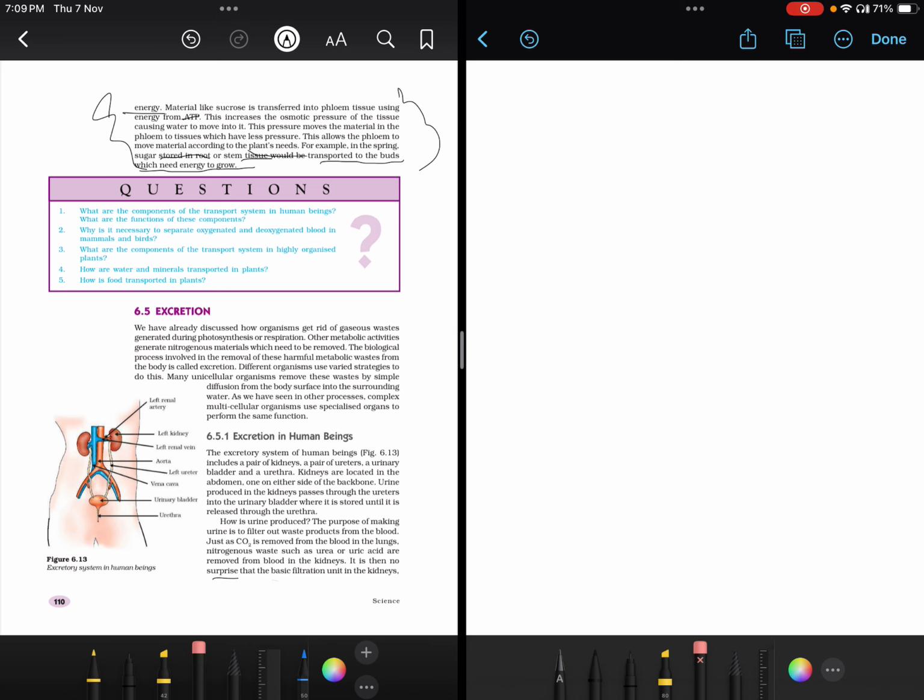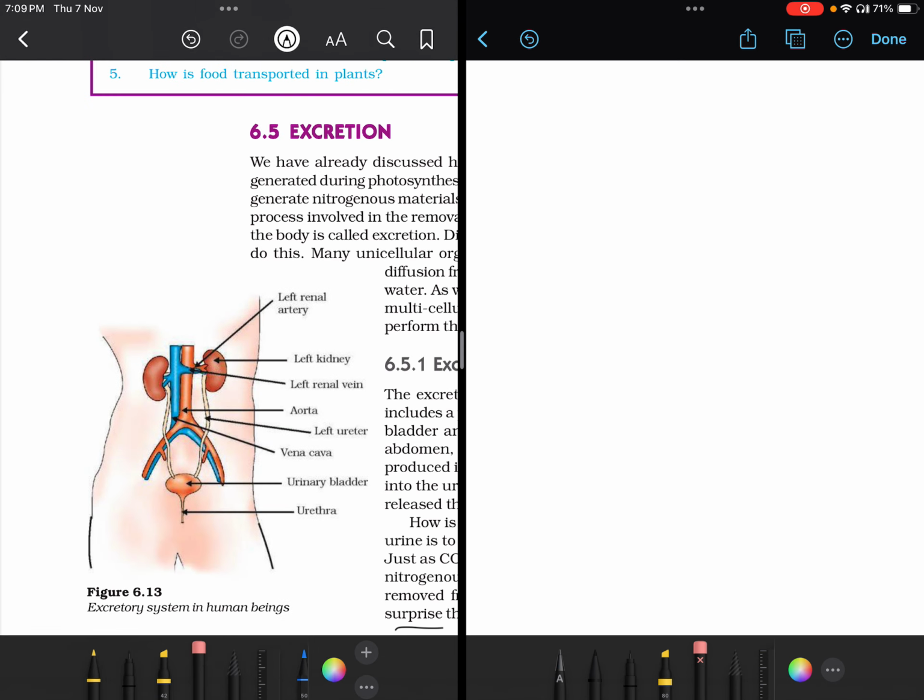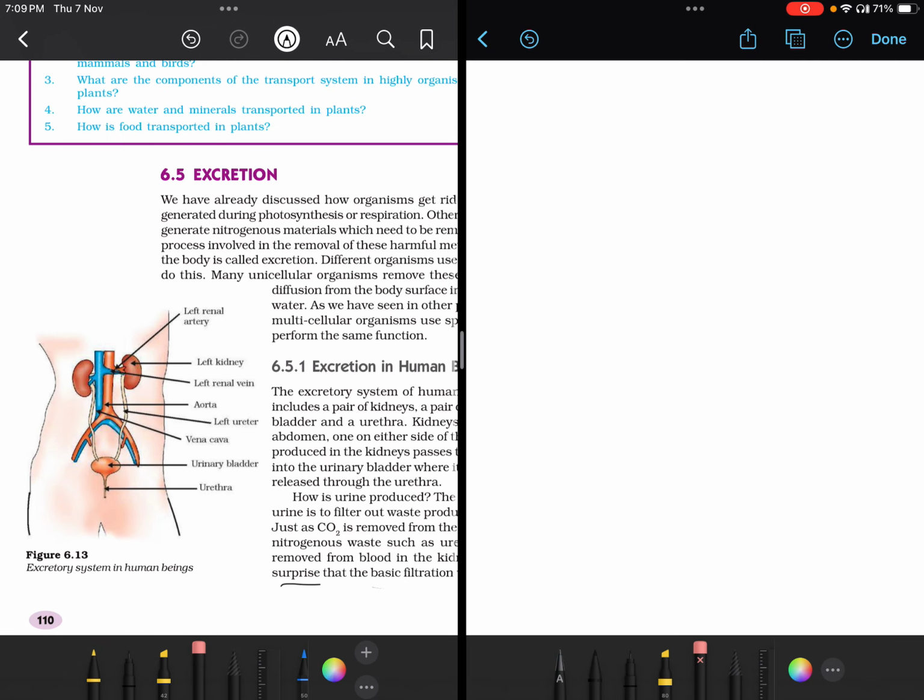Today we are going to start with the excretory process of class 10, that is excretion, human excretion. Let's focus on this diagram. It's mentioned in your NCERT. Here you can see the excretory organs, they are the kidneys. We have one pair of kidneys, that is two.